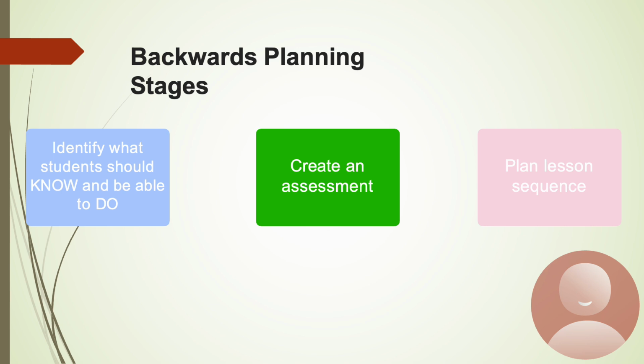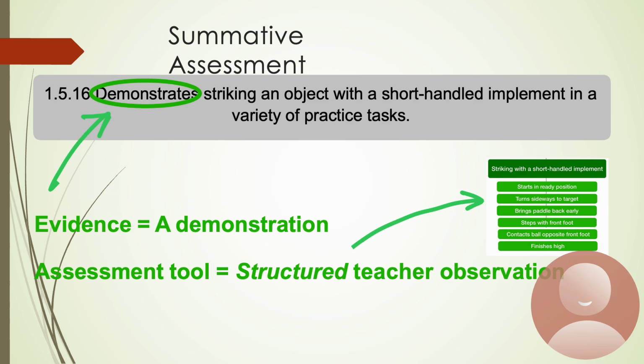And usually when I provide a checklist, I have all the skills I'm looking at, like I just showed you back on the previous slide. It had all the critical elements of striking with a short-handled implement, right? So then this is what I want to see from my students. I want to see them starting in a ready position. Boom, they get a check right there. They turn sideways to the target. Boom, if they're doing that, they get a check right there.